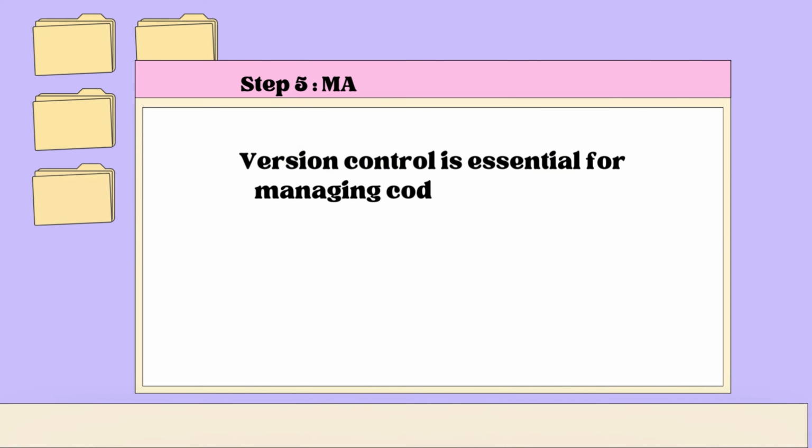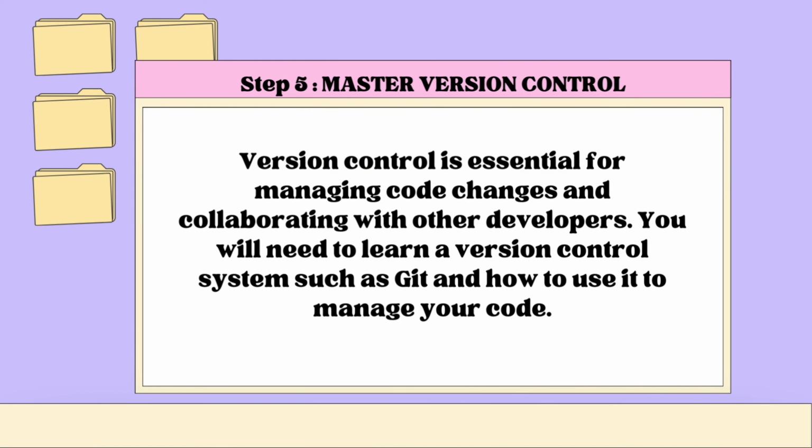Step 5. Master version control. Version control is essential for managing code changes and collaborating with other developers. You will need to learn a version control system such as Git and how to use it to manage your code.